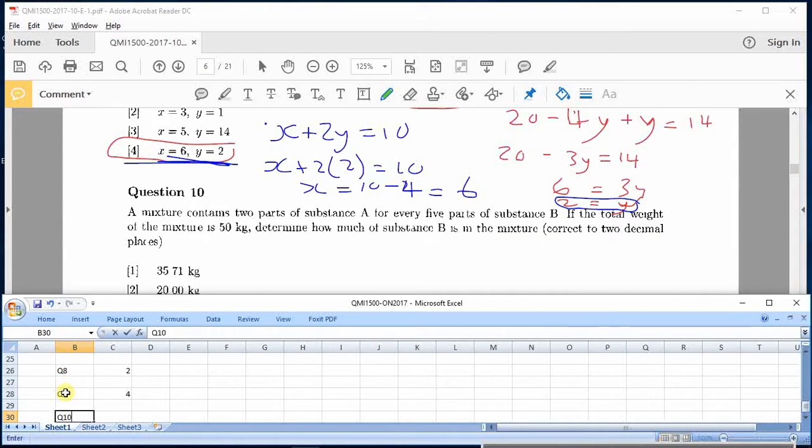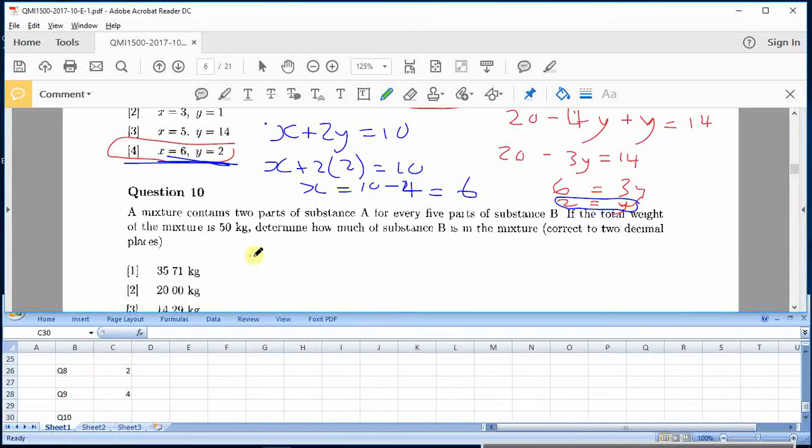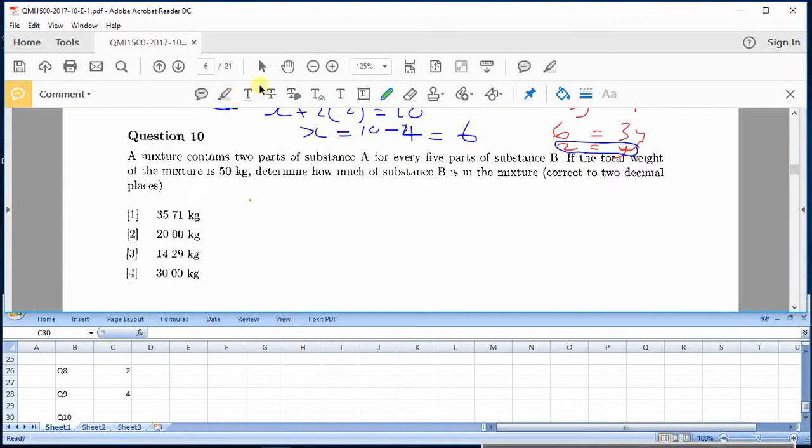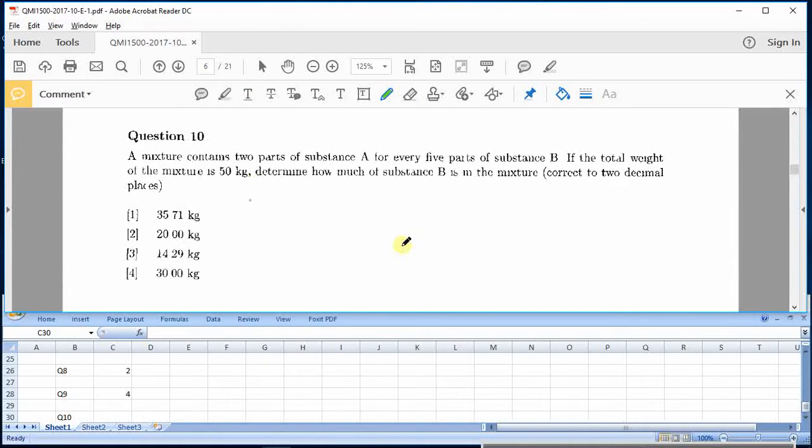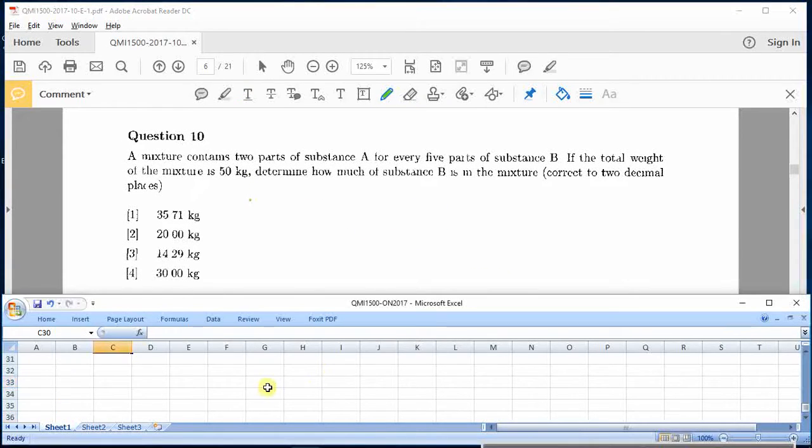Right, question 10. Question 10 says a mixture contains 2 parts of A for every 5 parts of B.